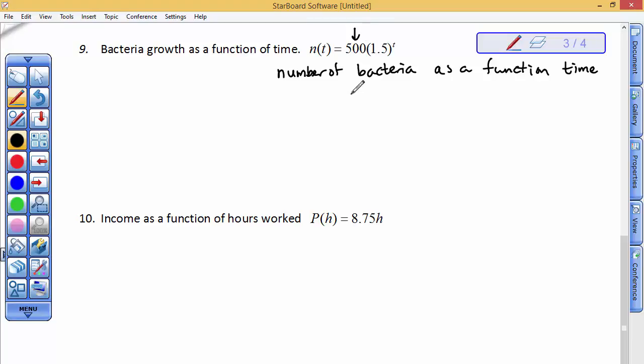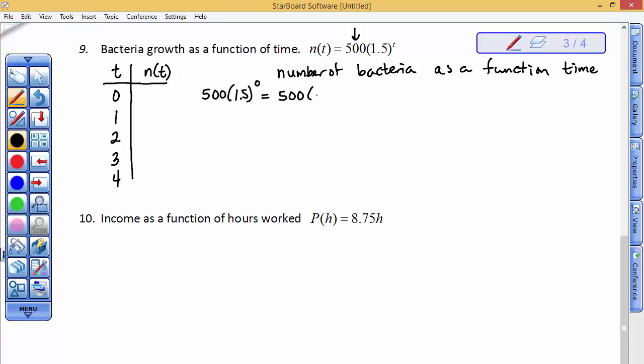So let's say that we want to evaluate this using a table, and for time we want to put in 0 hours, 1 hour, 2 hours, 3 hours, 4 hours later. And our output will be n of t, or the number of bacteria. So if I put a 0 into this equation, I take 500 times 1.5 to the 0 power. Well, remember, you do powers first, and any number raised to the 0 power is 1. So what we have here is 500 times the number 1. So the output for that is 500. Well, that makes sense. If there's no time in this experiment and we started with 500 bacteria, then we still have 500 bacteria.